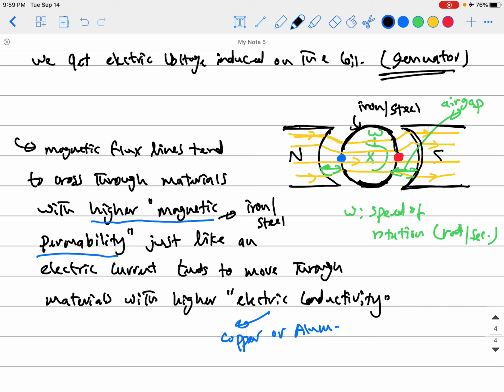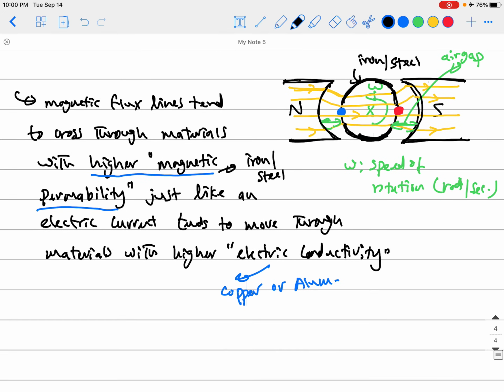So this North Pole and South Pole are made from magnetic materials. The flux lines tend to move through them, and the rotor here is a cylinder made from iron or steel, and again the magnetic field likes to move through them. But the air gap inside is air, and it has very high resistivity for the magnetic field to move into it. We call it reluctance. So this has very high reluctance.